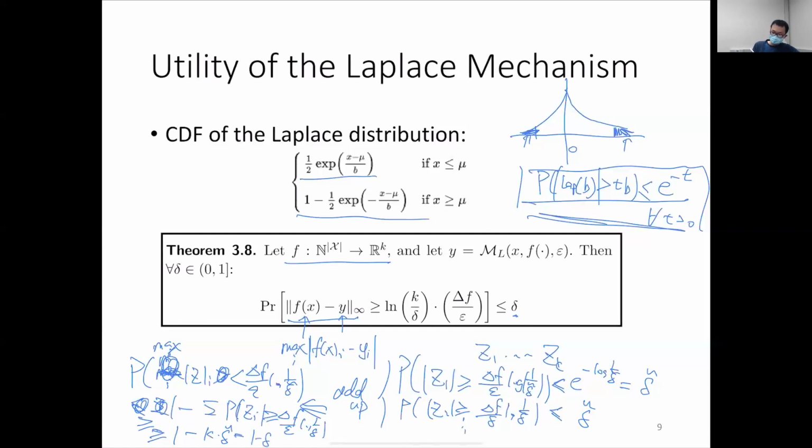So this proves Theorem 3.8 by saying that with probability 1 minus delta, the infinity norm of f(x) minus y is smaller than delta f over epsilon log k over delta. Okay, and k in this case is the dimensionality of the output of the single Laplace mechanism.